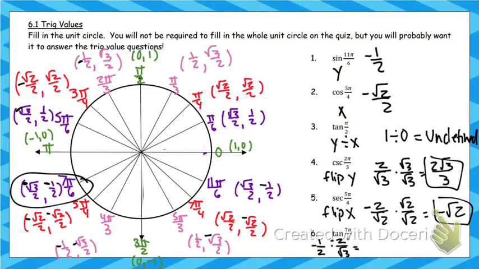Those 2's will cancel out. A negative times a negative is a positive. So then we rationalize, and we get root 3 over 3.